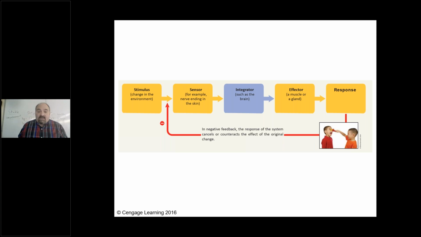Positive and negative feedback. So here you're looking at this next slide, which is just showing you the stimulus, the sensors, the integrator in your brain, and the response that's going to take place. Negative feedback will bring it back down to the healthy range and to the set point. Positive feedback, it's going to go further away, except for in childbirth and in the healing of cuts in your body. Okay.